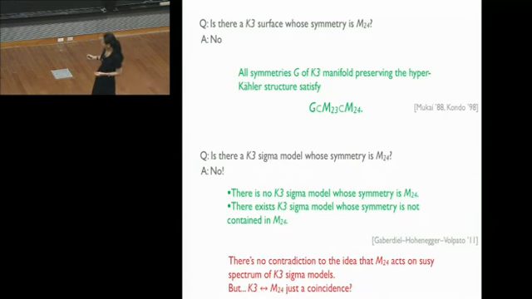But I have to stress that this is not in contradiction to the idea that M24 acts on the BPS spectrum of K3 sigma models, because having a symmetry group acting on the K3 sigma model is a sufficient but unnecessary condition for acting on the BPS part. Okay, so it's like it can have enhanced symmetry when you only look at the cohomology of the space. But it's kind of mysterious how to proceed from this point. If any of you have good ideas, you should tell me.